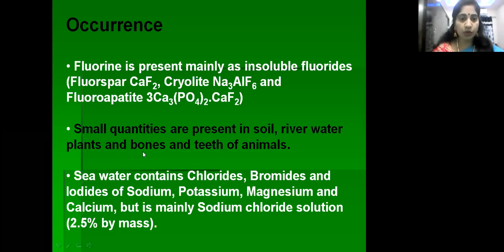Now coming to chlorine, bromine and iodine. Seawater contains chlorides, bromides and iodides of sodium, potassium, magnesium and calcium, but it is mainly sodium chloride solution, 2.5% by mass. We know that sodium chloride is common salt, the salt we use at our home, and it is obtained from seawater. That's why these are called halogens, salt producers.